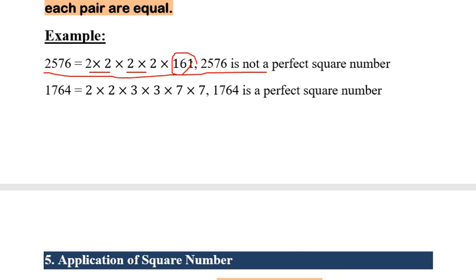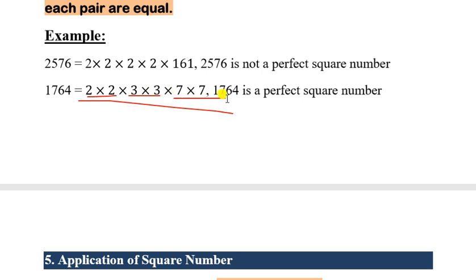For the next example, you will see the prime factors of 1764. The prime factors of 1764 are 2 into 2 pair, 3 into 3 pair, 7 into 7, they are present in pair form. So that means 1764 is a perfect square number. But 2576 is not a perfect square number, because 161 is not present in pair form. Remember this. So with prime factorization we can identify whether given numbers are perfect square numbers or not.